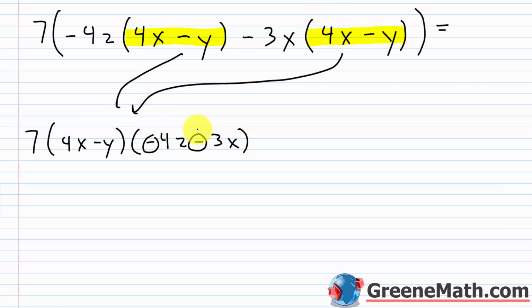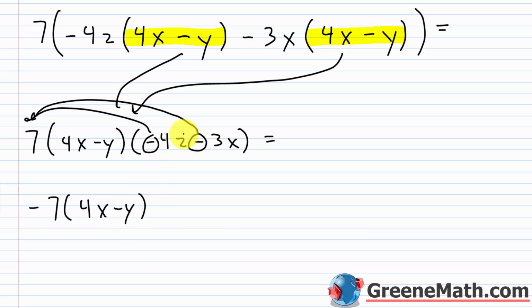So let me be more accurate. This guy would come out here and this guy would come out here. So we can say this is equal to -7, because -1 times 7 is just -7, times the quantity 4x minus y. I pulled the negative out from each, so it would be 4z plus 3x inside. And so this would be a kind of better answer, you would say.